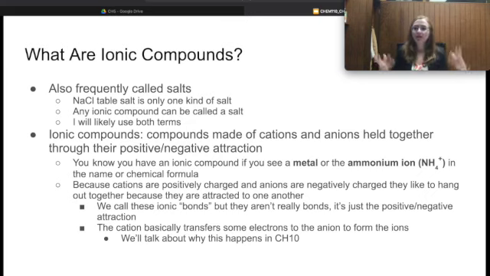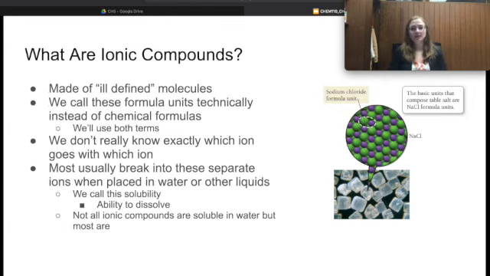So ionic compounds are made of cations and anions. Pretty straightforward. When this happens, we have what we call ill-defined molecules. Ill-defined molecules are molecules that don't traditionally look like what we think of as molecules. We have that picture of water with the red oxygen atom and the two little white hydrogen atoms that we looked at when we were talking about space-filling models. We don't really have that here.